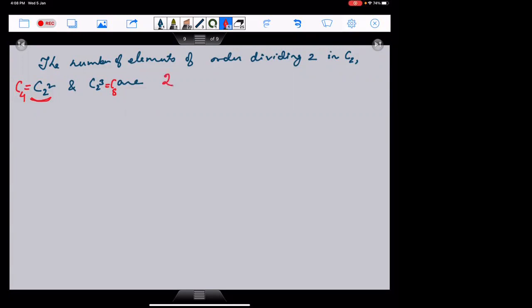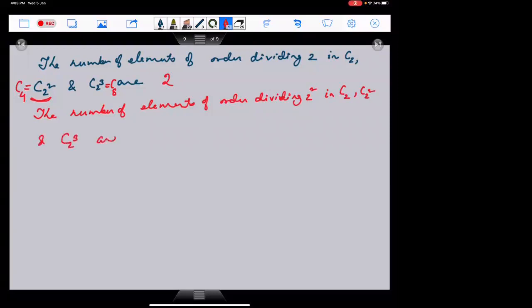So when I'm increasing the size of the group, this number is not changing. We are trying to observe something and then we will generalize. The number of elements of order dividing 2 square in C2, C2 square and C2 cube are, now can you again complete? What are the 3 numbers? Are they equal or different? Different, correct.